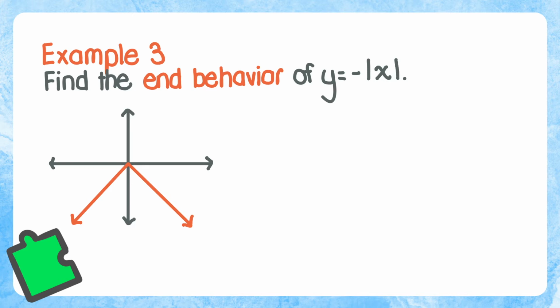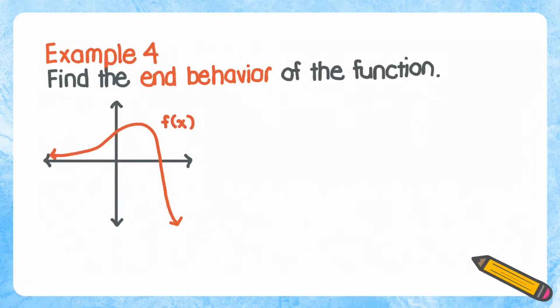On Edpuzzle, please find the end behavior of y equals negative absolute value of x. I provided a sketch, so look at what happens as you go to the far right and what happens as you go to the far left. Sometimes you might get a graph that looks a little wonky like this. Try your best to copy this sketch down into your notebook. And let's find the end behavior of this function.